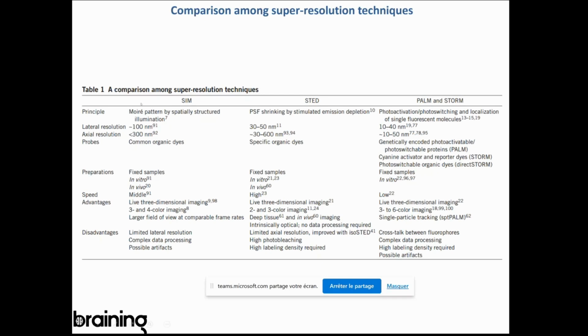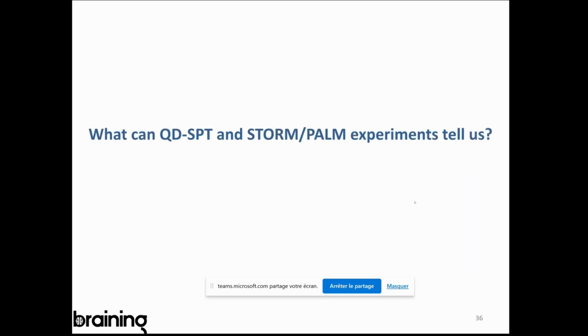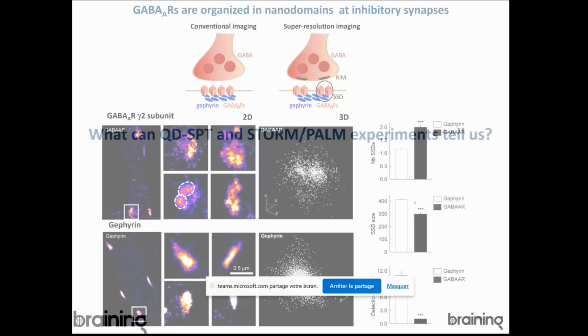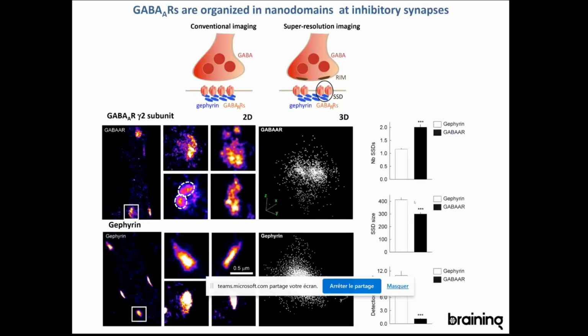And you can also have access on this table to the different advantages and disadvantages of the different techniques. I'm not going to go into details, of course. Okay, so just to now show you what we can do and how it can be useful also for drugs, I mean, if you want to look at the impact of some drugs on your synapse.